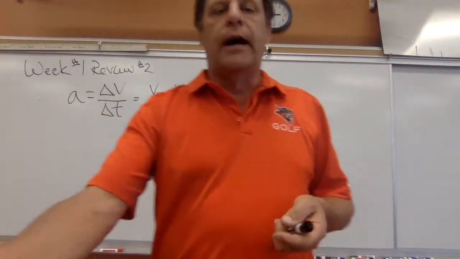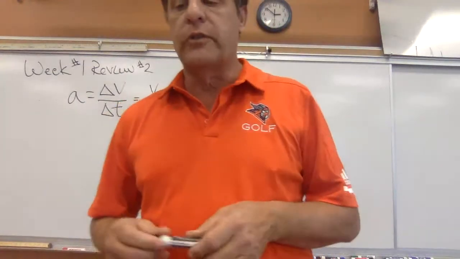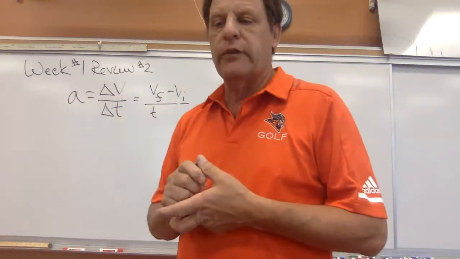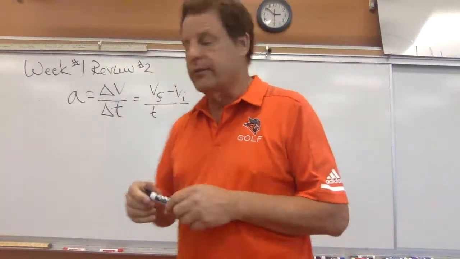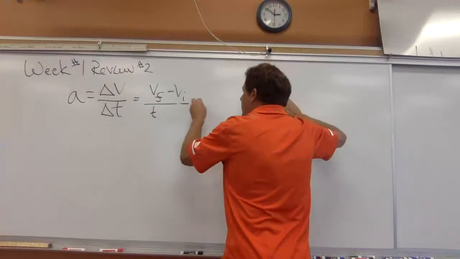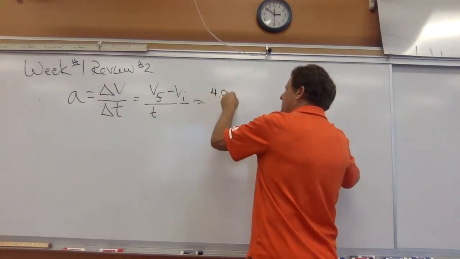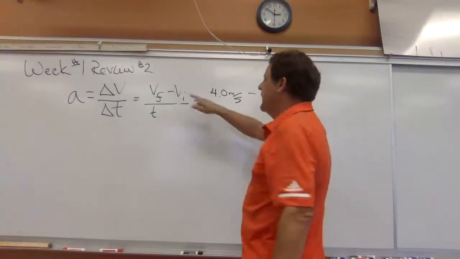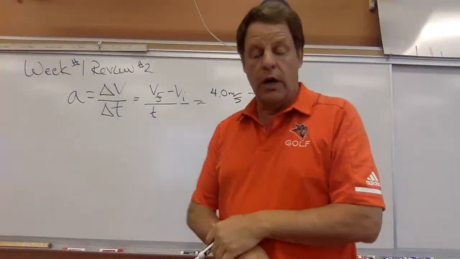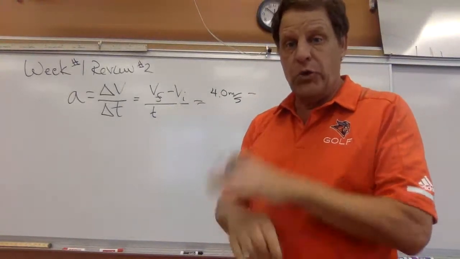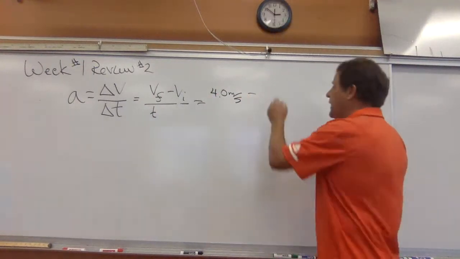Okay, so now, if you take a look at the first question in review number 2, it says a man starting at rest increases its velocity from rest to 4 meters per second in 8 seconds. Okay, so my final velocity is 4 meters per second minus my initial velocity. What is my initial velocity? Well, as you realize there, when you have a situation where you start at rest, that's 0.